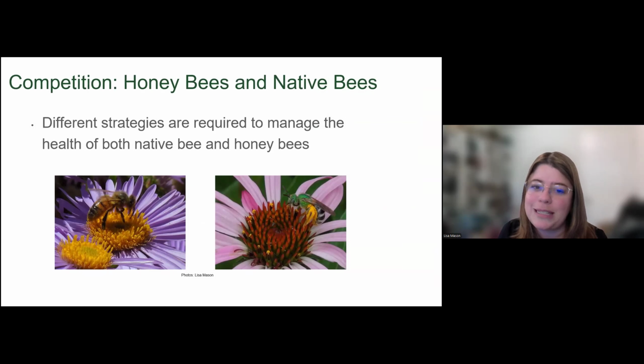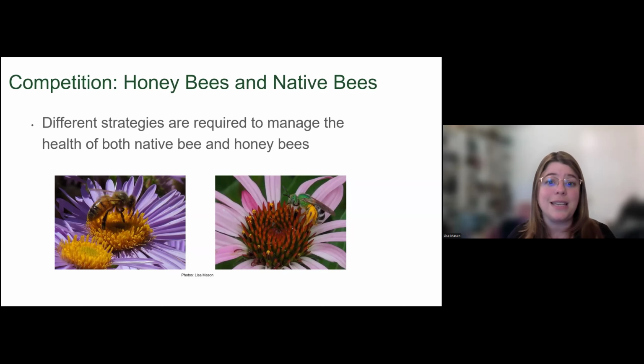Another phenomenon that we're seeing that's good to just be mindful of is when we have low floral resources and grasshoppers are decimating the flowers. There's probably going to be higher competition between honeybees and native bees. There's a lot of variables that go into this, and different strategies are required for honeybee management and native bee management. But it is something to keep in mind.